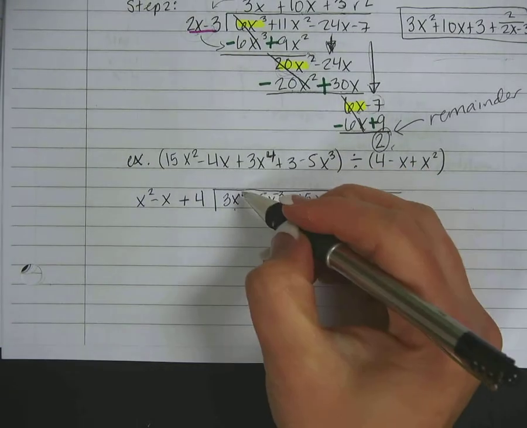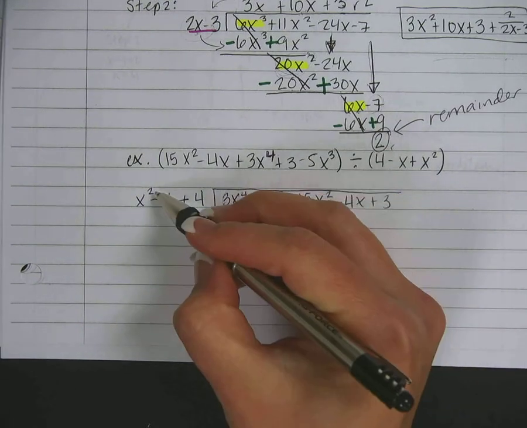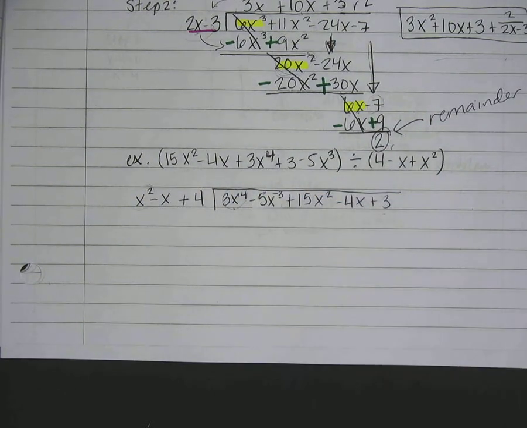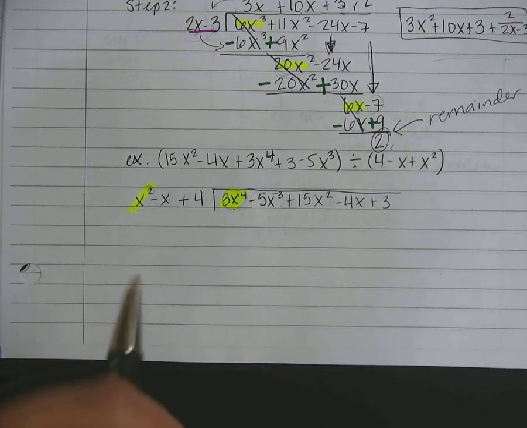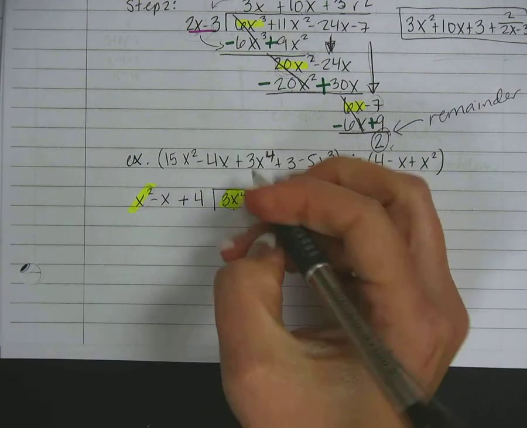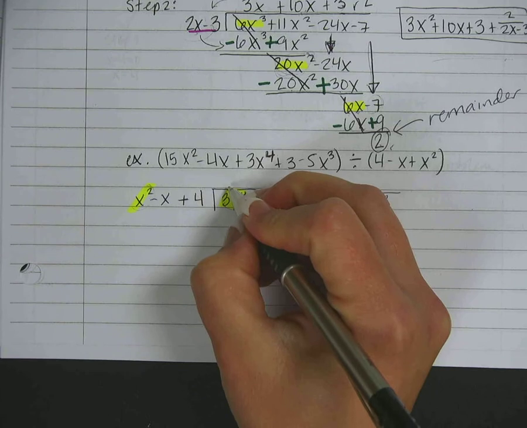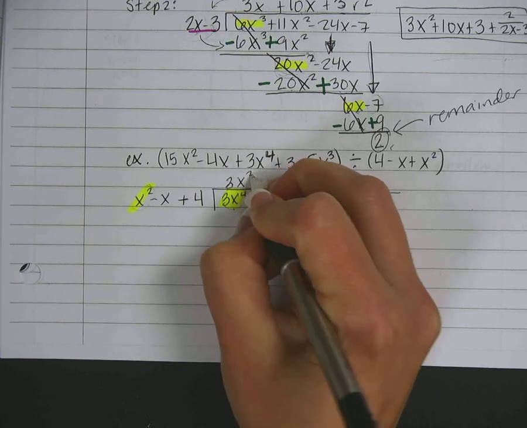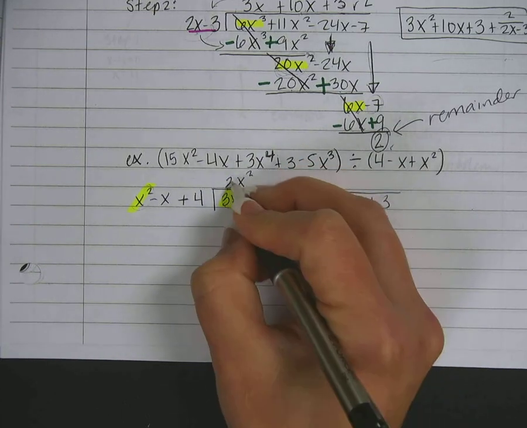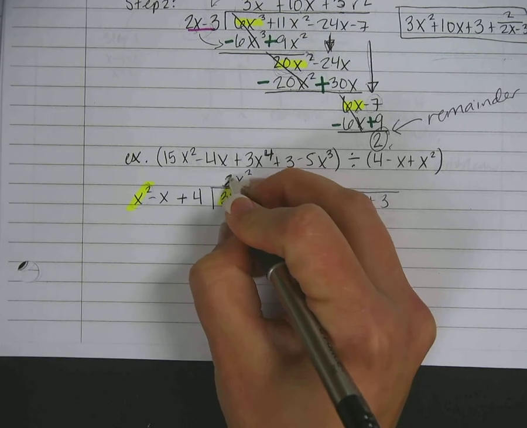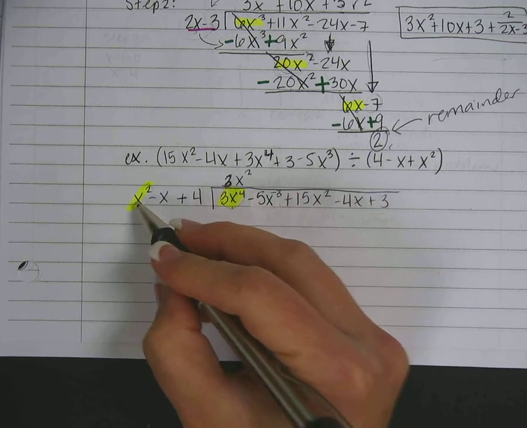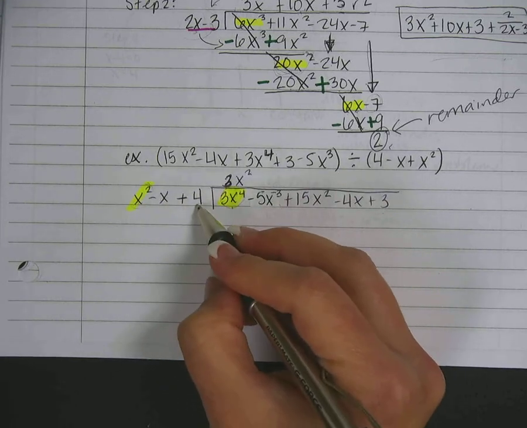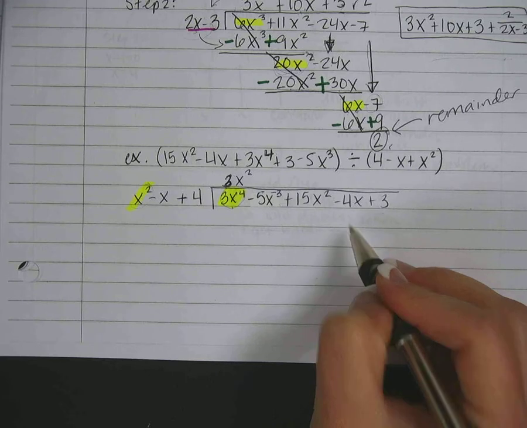Okay, so first I ask myself, what do I need to multiply x squared by to make it equal 3x to the 4th, or either you can think of it as division, okay? So those are the numbers right there that I'm worried about. So I need to multiply it by 3x squared. This is a 3. So I'm going to do 3x squared times x squared and times negative x and times 4, and that's going to give me what I write down here.